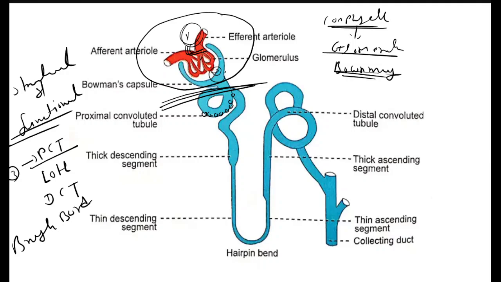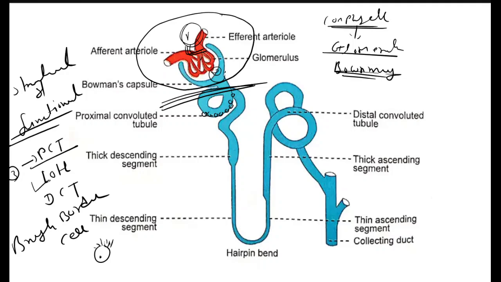Brush border cell. For example, this is a cell. On the surface of the cell, this is the hair-like structure. And that is why this cell is called the brush border cell. At the time of filtration, this helps most in the process of filtration.